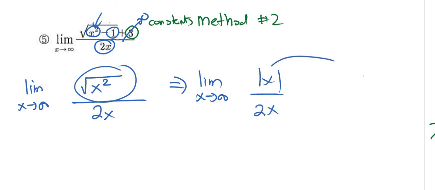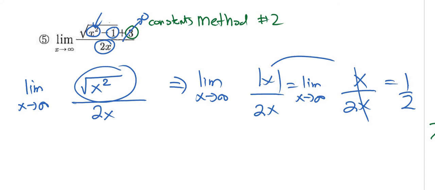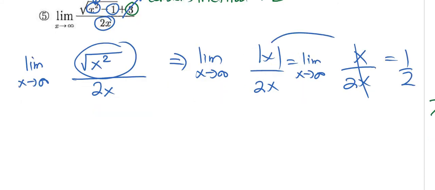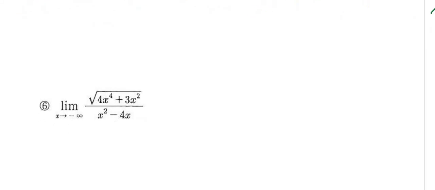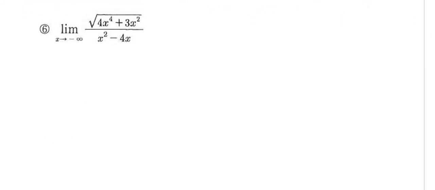And the absolute value of x in this case will be a single x. It's going super fast here. The x's cancel off and you get 1 over 2. So same answer there. That method might be a little bit quicker because we can actually apply that to this problem here. All right, question number 6.